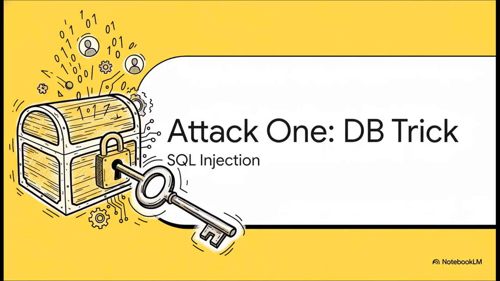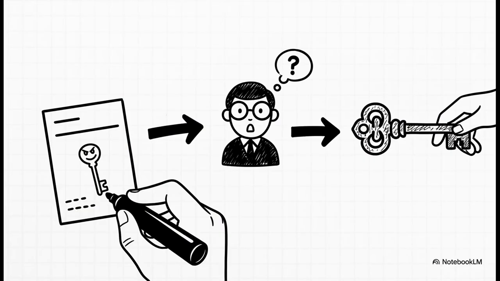Okay, first up, the database. This is the treasure chest. It's where all the good stuff is kept. Usernames, passwords, all that personal info. Our goal, to trick the application into just handing over the keys to that chest. The attack we're going to use is a famous one called SQL injection.